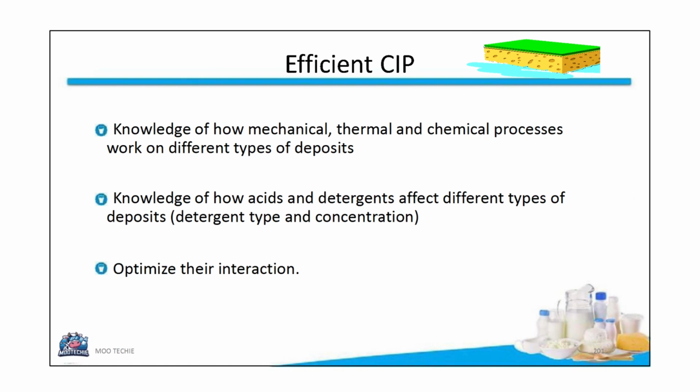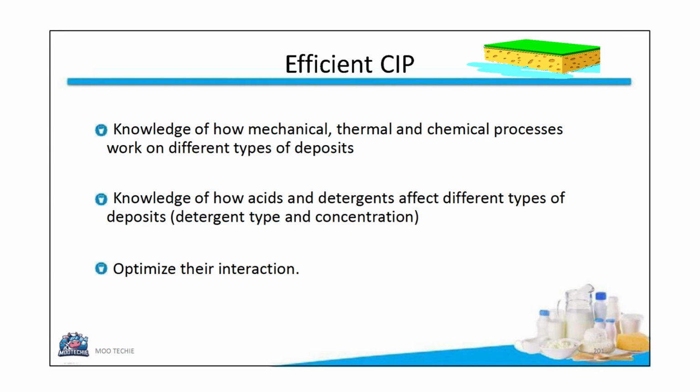Achieving efficient CIP requires specific knowledge. You need to understand how mechanical, thermal, and chemical processes work on different types of deposits. This includes knowledge of how acids and detergents affect these deposits, including the correct detergent type and concentration. The goal is to optimize the interaction of all these elements for the best cleaning results.